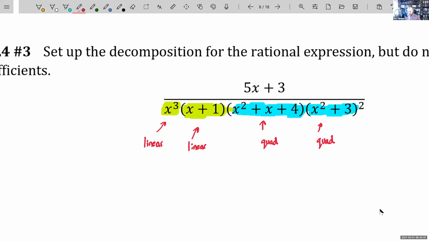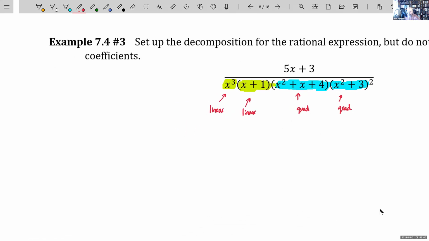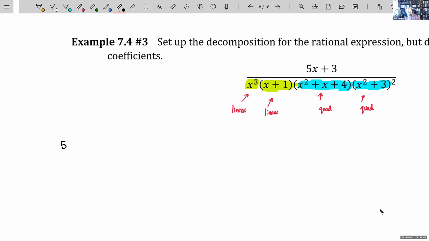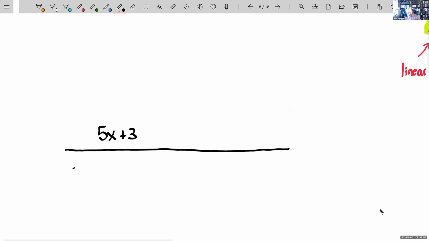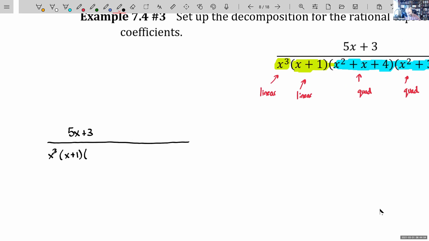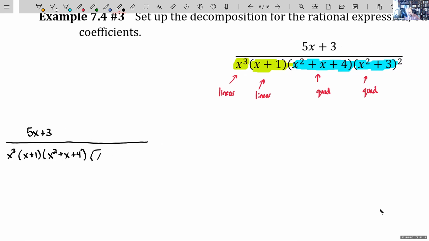Partial fraction decomposition will take this specific fraction. Notice it's a ratio of polynomials. Often when I do this, I tell students, tilt your paper sideways into landscape mode because it's going to be a lot of handwriting. x plus 1 times the quantity x squared plus x plus 4 to the first, and then x squared plus 3 to the second.